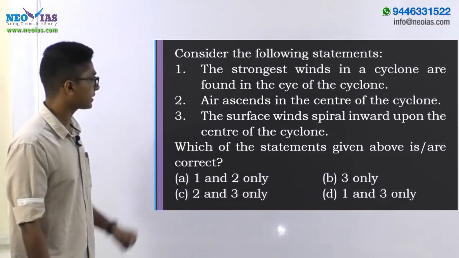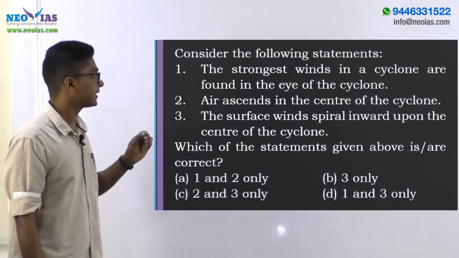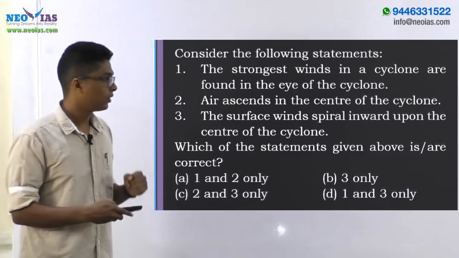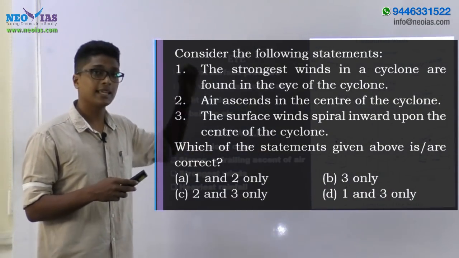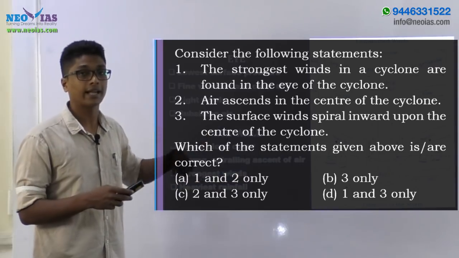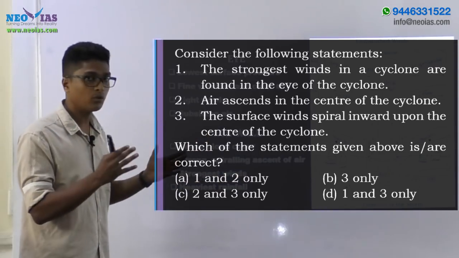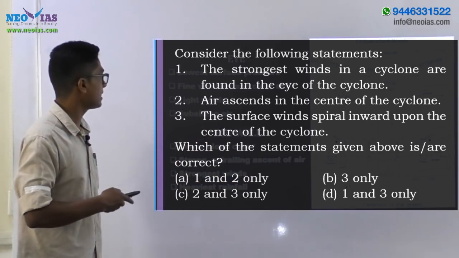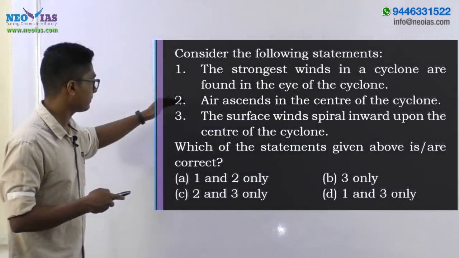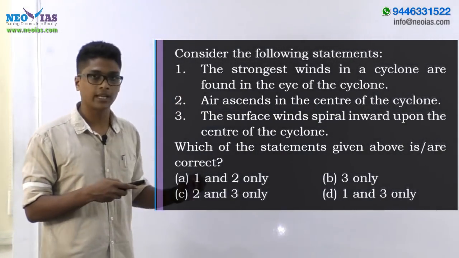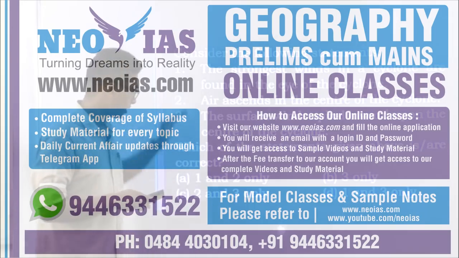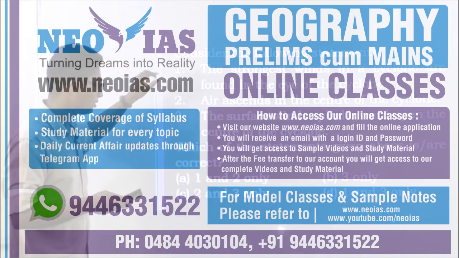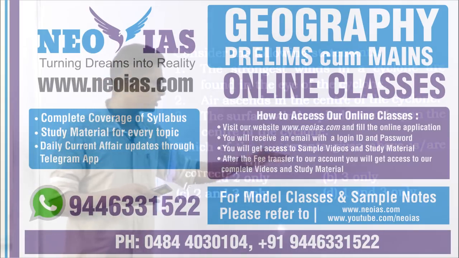Okay. Now going to the second statement. Air ascends in the center of the cyclone. As you have seen in this case, in the eye region the air is subsiding rather than ascending. And in the eye wall region, we are having ascending movement of air. So this statement, that air ascends in the center of the cyclone, is wrong. It should have been descends in the center of the cyclone. So the second statement is also wrong. So the answer comes out as B, which is 3 only.